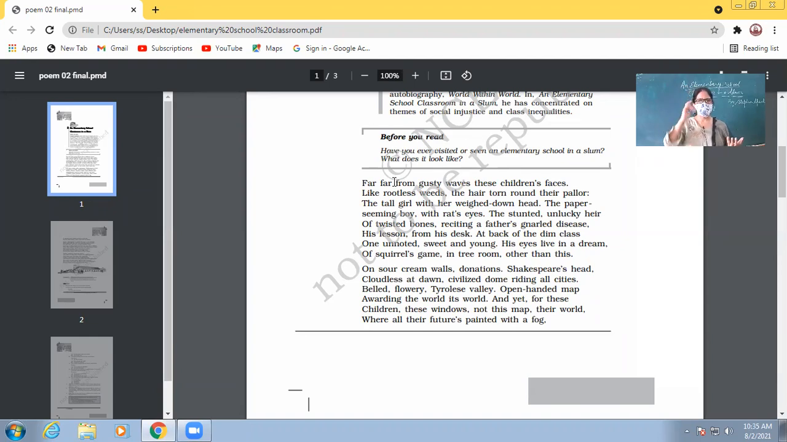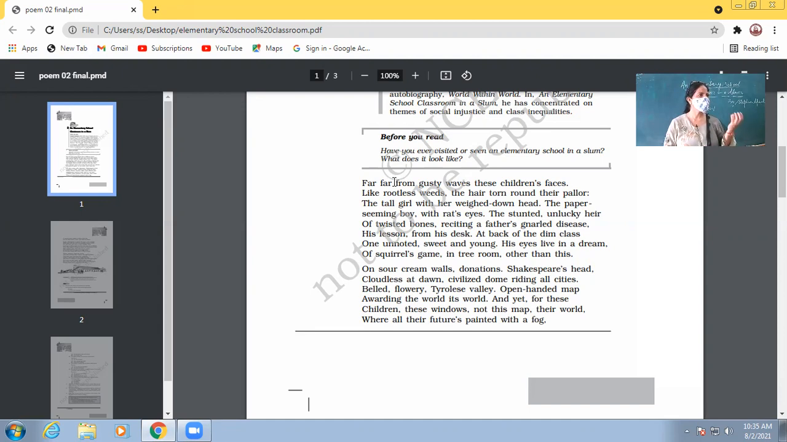His eyes live in a dream of squirrel's game in tree room other than this. So this child is sweet and young because at least he is lost in a dream. At least he's dreaming about something beautiful. The other children are living in a horrible present, and that horrible present doesn't ensure any bright future. But there is a child who is at least lost in a dream, and that dream is of squirrel's game.